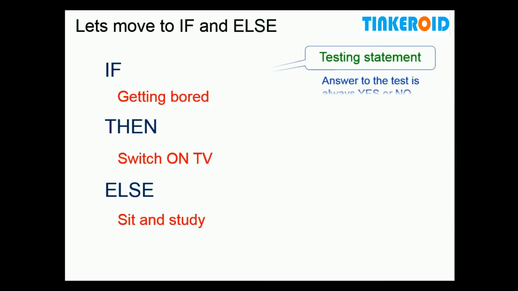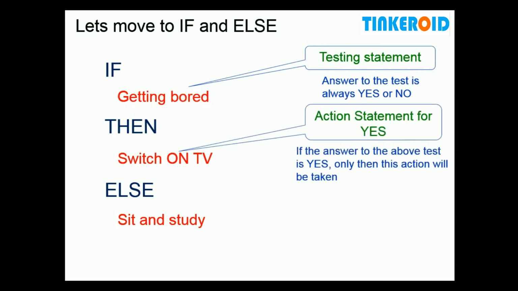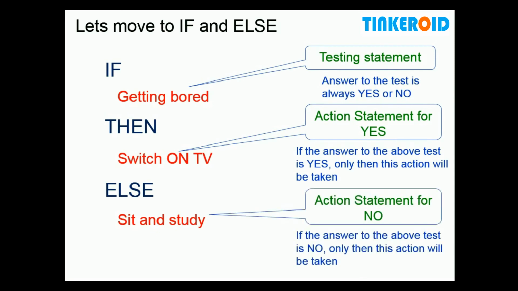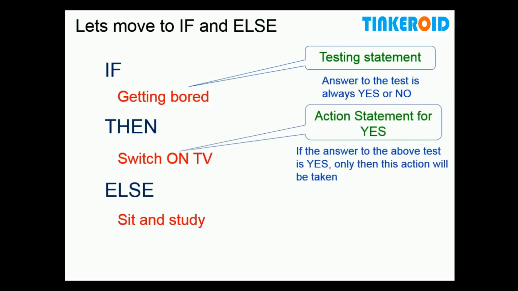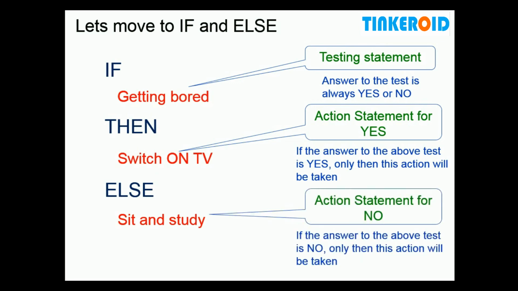The first one is the usual testing statement. The second one is an action statement for yes. And the third one is an action statement for no. So here we use if, then and else. The first action statement is for yes. If you are getting bored, then switch on the TV, or else, which means no, then sit and study.